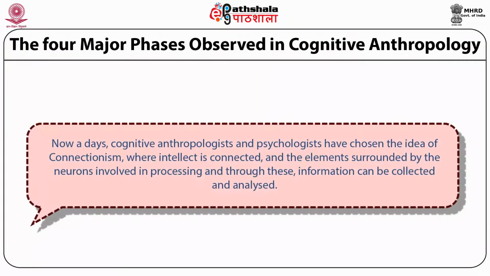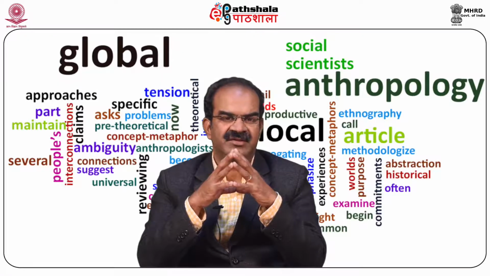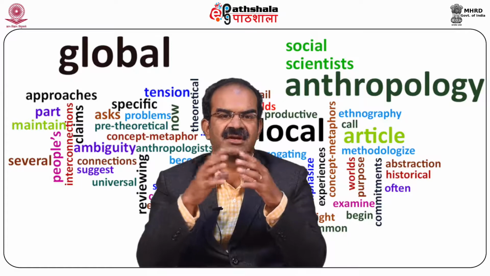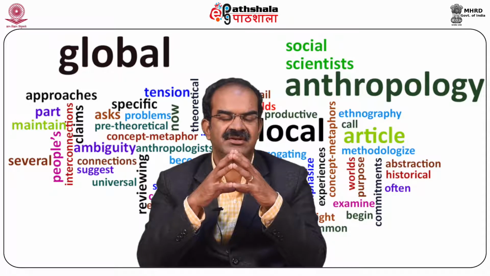Now, taking these two classical concepts, today we call it connectionism. So what is this connectionism? It is where intellect is connected, that means thought, cognition, and the elements surrounded by neurons at a biological level, where information is collected, processed, and analyzed at a neurological level. Conklin has been much referred to even in ecological anthropology, which is about how people categorize. We also see Conklin's work in cognitive anthropology.